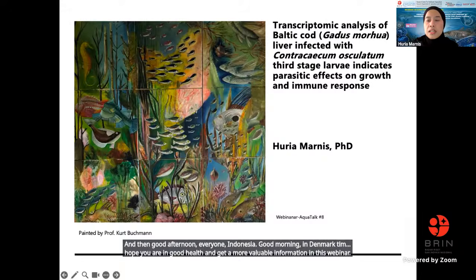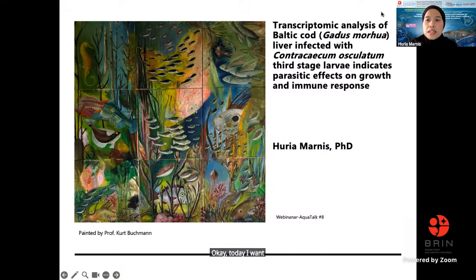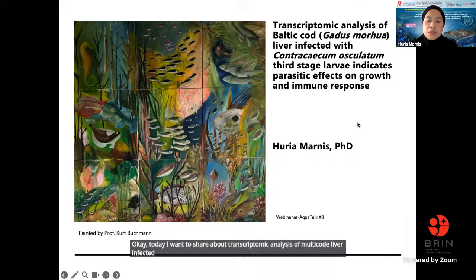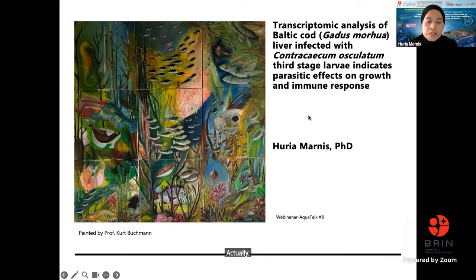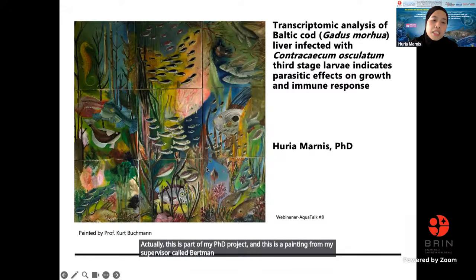Okay, today I want to share about the transcriptomic analysis of Baltic cod liver infected with Contracaecum osculatum third-stage larvae, which indicates a parasitic effect on growth and immune response. This is part of my PhD project, and this is a painting from my supervisor, Kurt Buchmann. I would like to say thank you so much to him for providing this painting, which is also related to this study.